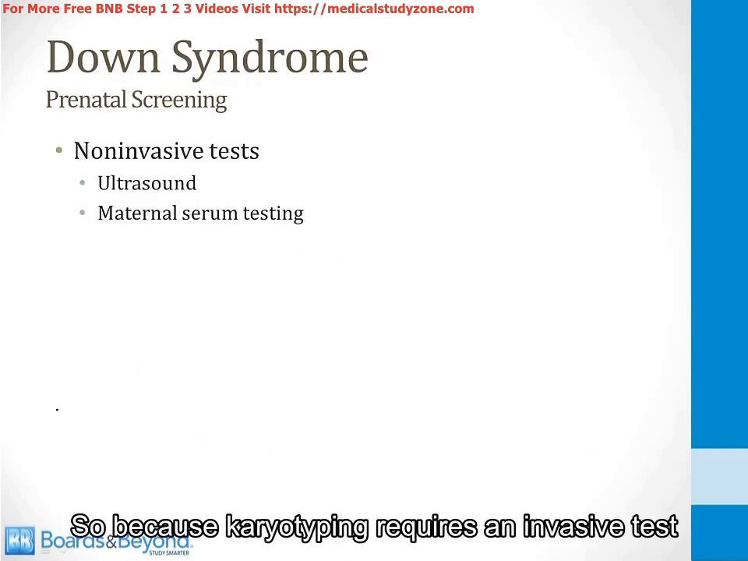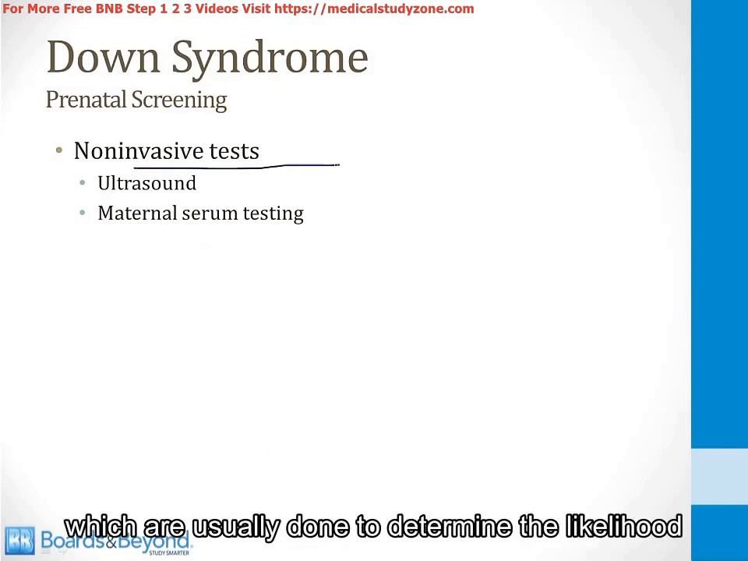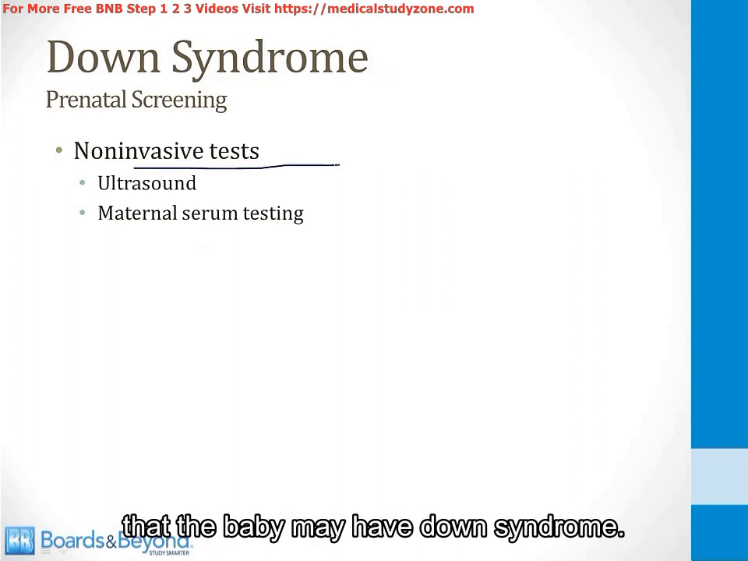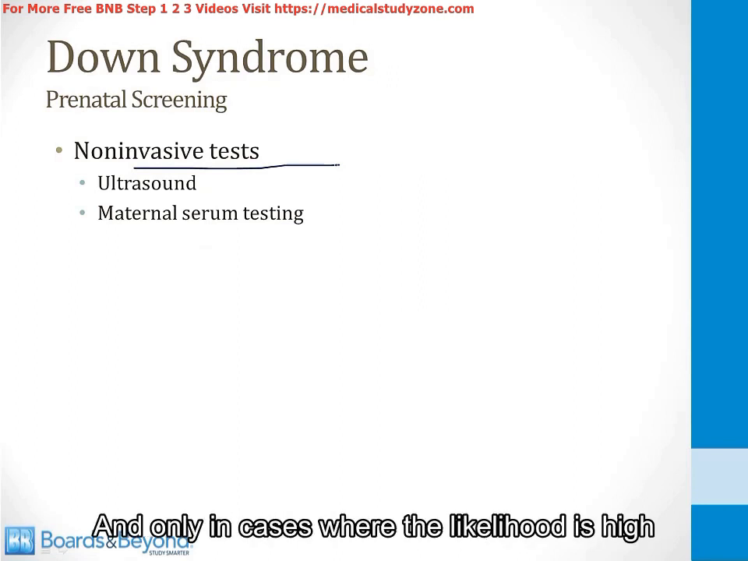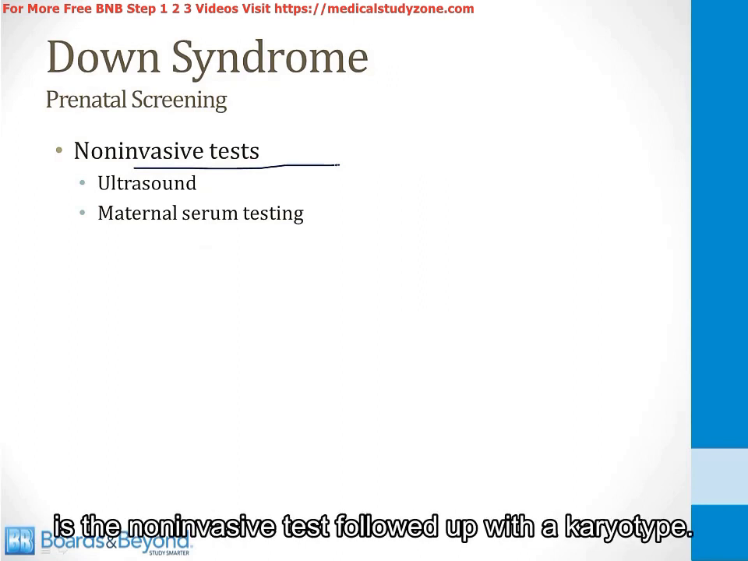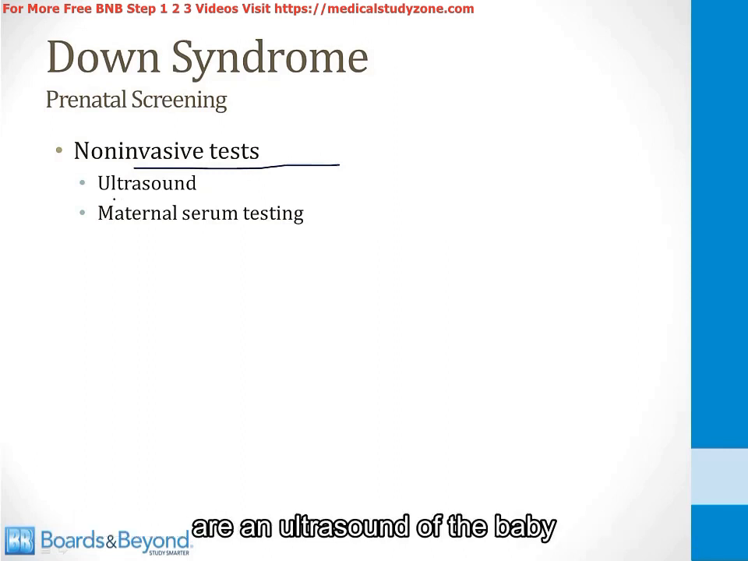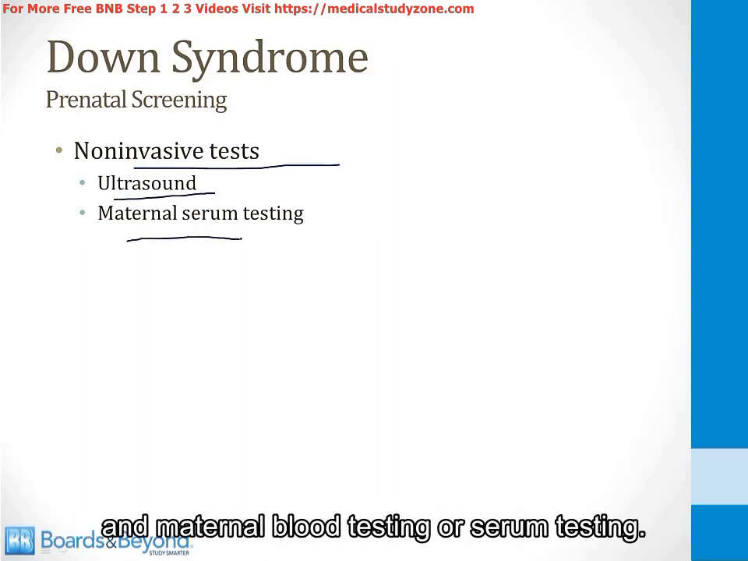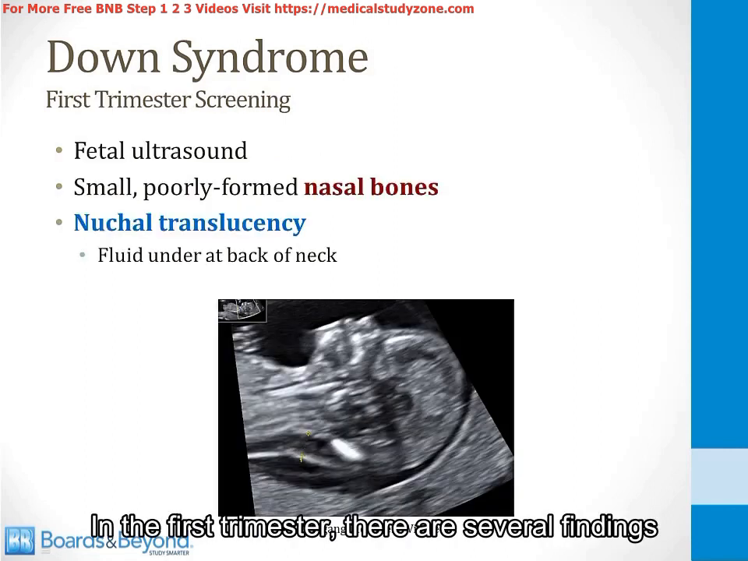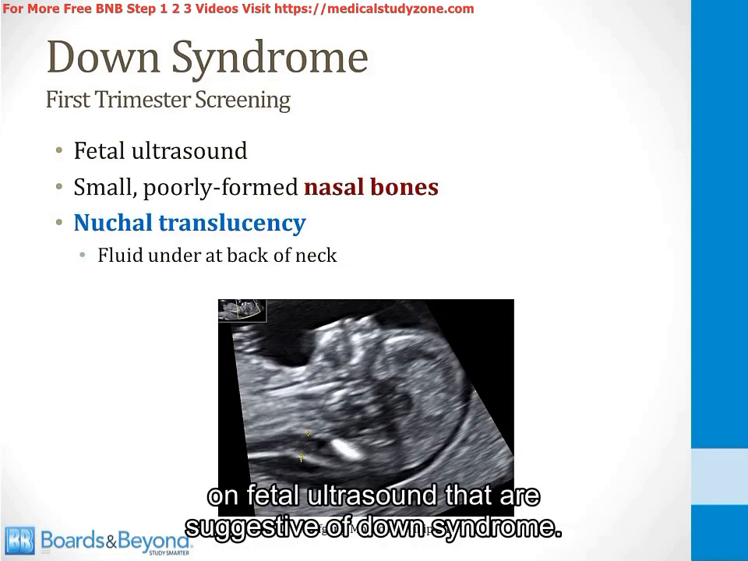So because karyotyping requires an invasive test, there are several non-invasive tests which are usually done to determine the likelihood that the baby may have Down syndrome, and only in cases where the likelihood is high is the non-invasive test followed up with a karyotype. The 2 non-invasive tests that are commonly used are an ultrasound of the baby and maternal blood testing or serum testing. In the first trimester, there are several findings on fetal ultrasound that are suggestive of Down syndrome.